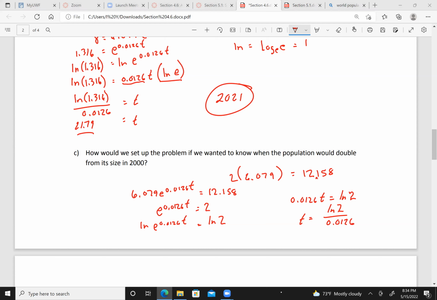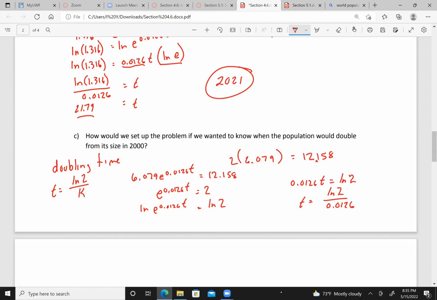Or for doubling time, t equals the natural log of 2 over k, which is our growth rate. This is an interesting thing to consider, but this is what we're looking for. Right here is the equation we would use to find the doubling time.